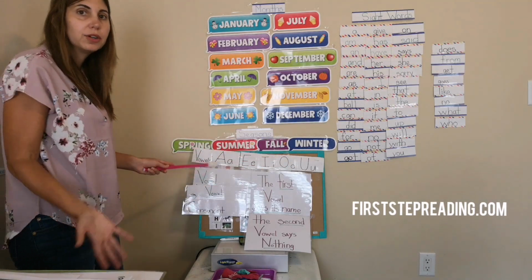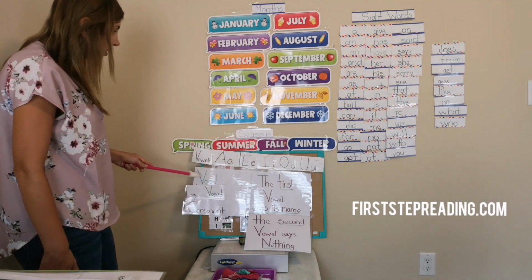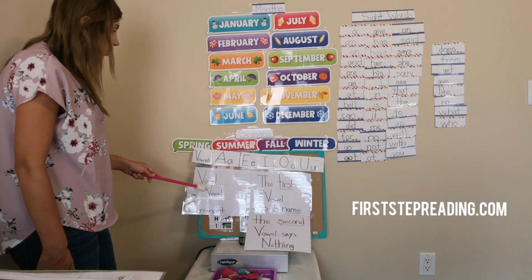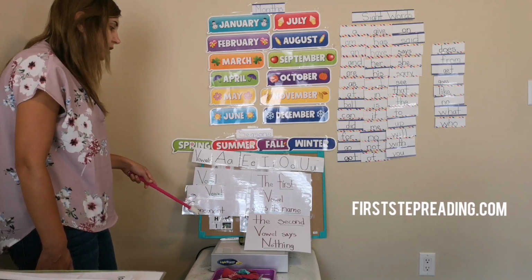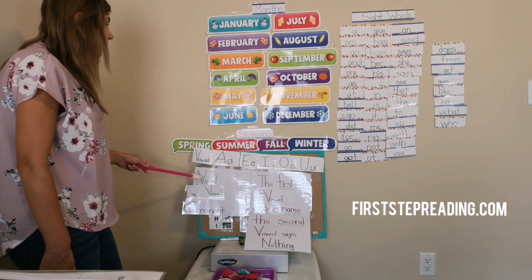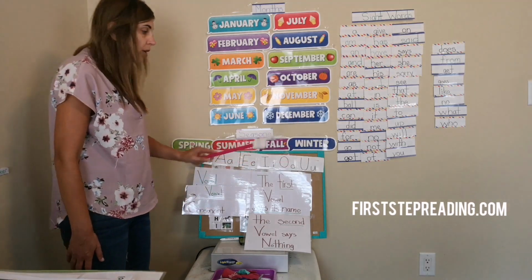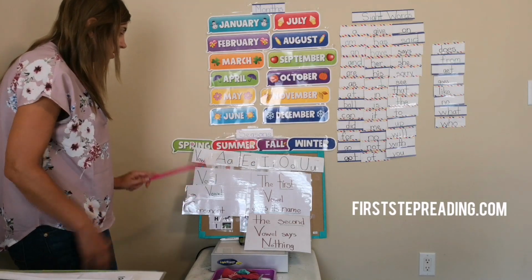So these 5 letters are our vowels. Every other letter is called a consonant. And we're going to sing this song. Vowel, vowel, consonant. Vowel, vowel, consonant. The first vowel says its name, U. The second vowel says nothing.